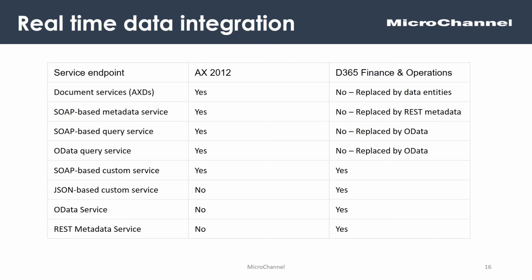The 2012 version had web services endpoints that you can call to insert records in real time and get a response back, whether the insert or update was successful or there was an error. It was based on so-called SOAP-based endpoints, and in Dynamics 365, basically all those endpoints were replaced with the OData endpoints. It's a standard protocol, and Dynamics is embracing it.